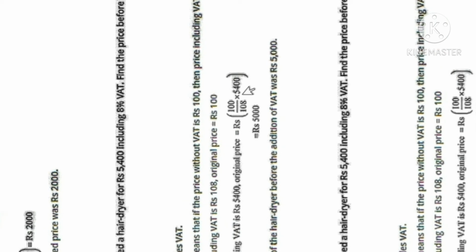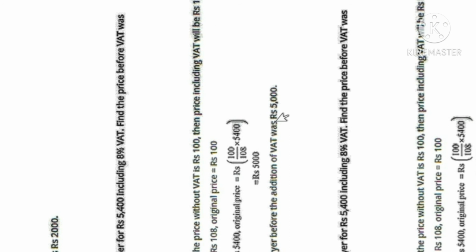Now when the price including VAT is rupees 108, the original price is 100. So when the price including VAT is 5400, the original price we will find as rupees 100 upon 108 into 5400. So it will be equal to rupees 5000. So the price of the hair dryer before the addition of VAT was rupees 5000.